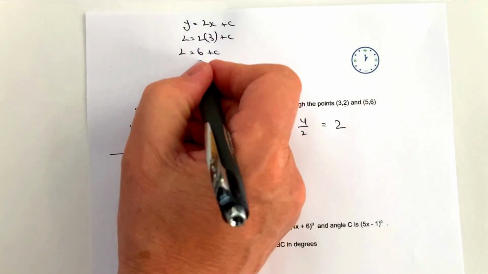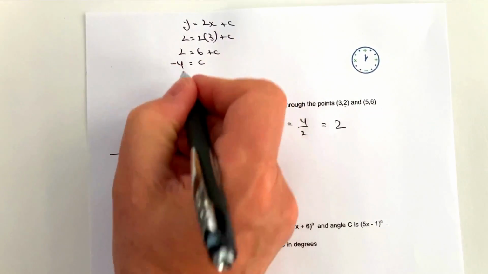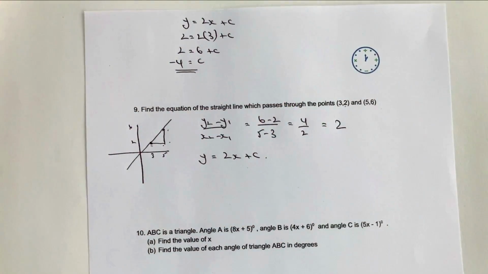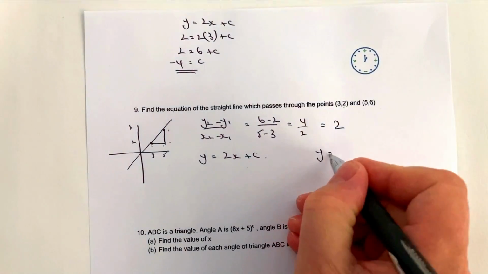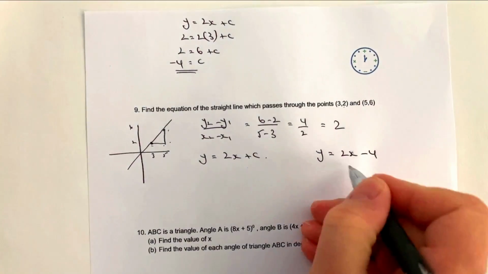Take away 6 from both sides. c must equal minus 4. So actually what I've got now is the equation of the line, which is y equals 2x minus 4.